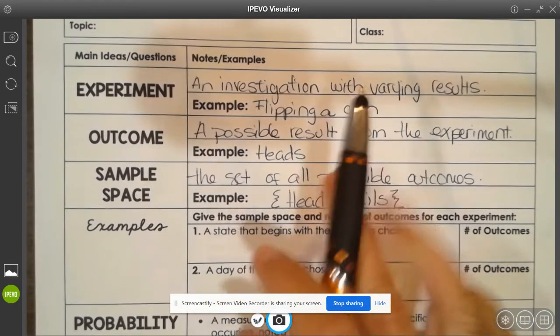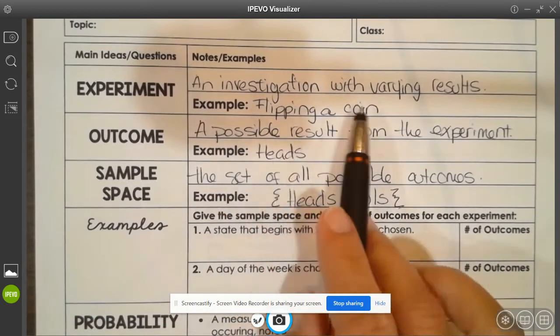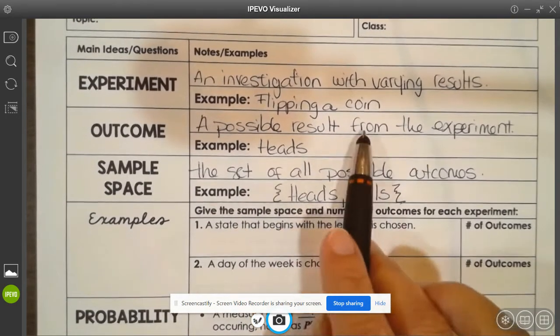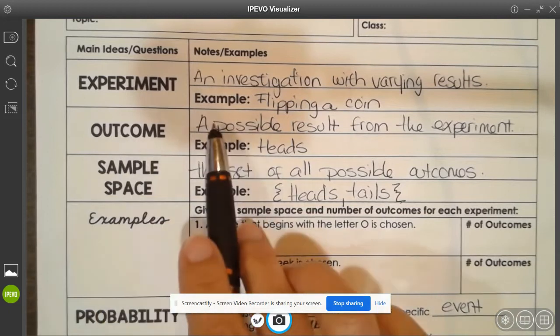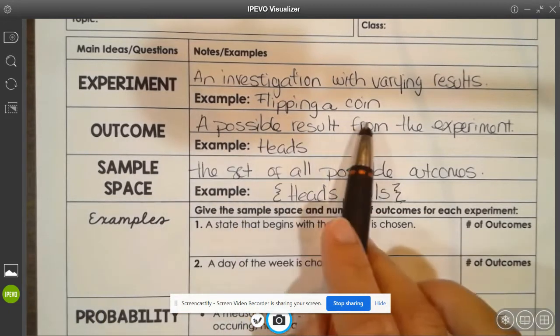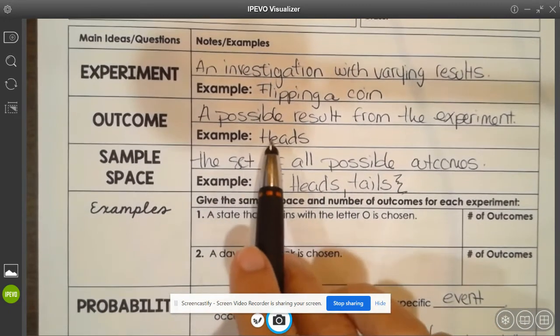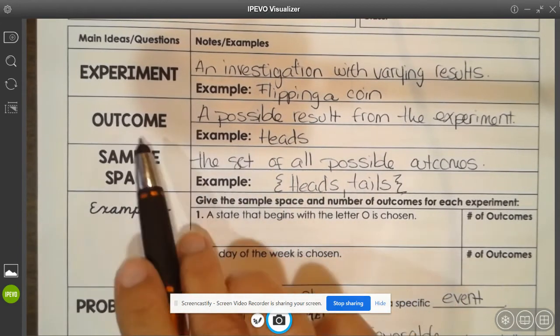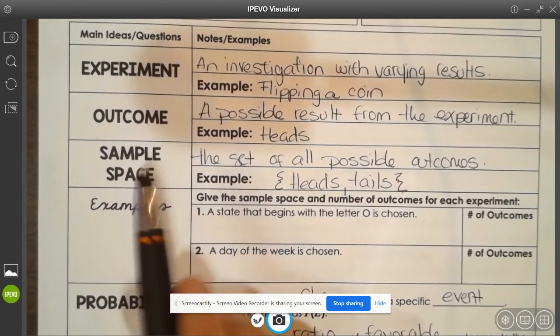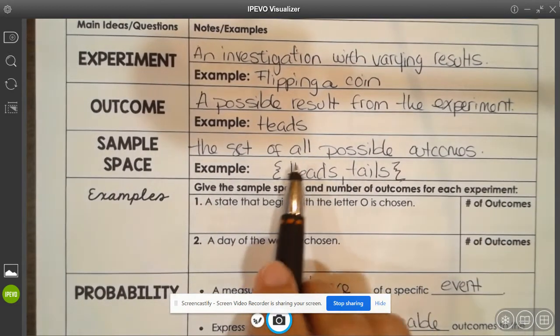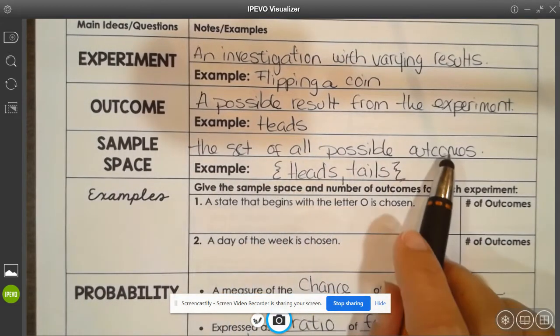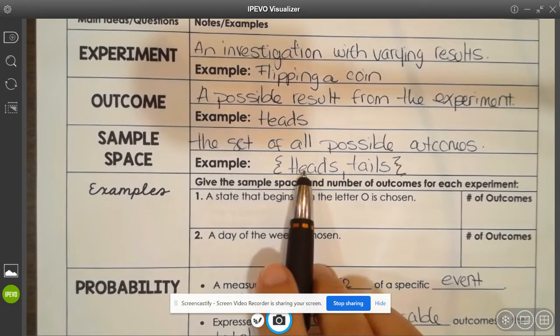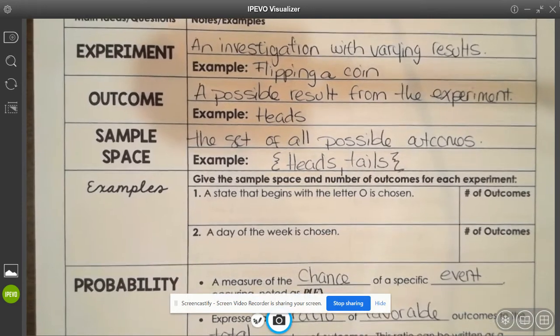An example we use a lot in probability is flipping a coin. So a possible result, an outcome, could be a possible result from the experiment. So when you flip a coin, you can have heads or tails. So that's the outcome, whatever you get. In the sample space, where you have two choices, so the set of all possible outcomes. In flipping a coin, you have two options, heads or tails.